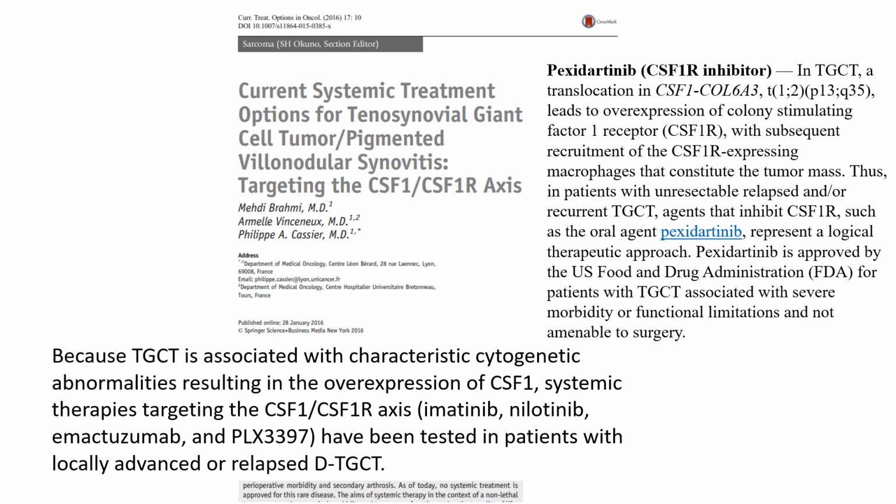Authors describe that TGCT is associated with characteristic cytogenetic abnormalities resulting in overexpression of colony-stimulating factor 1, CSF1. Because of that, systemic therapies targeting this receptor have potential for treatment of cases with local recurrence or not possible for resection. In the United States, recently, a new chemotherapeutic, pexidartinib, which is a CSF1R inhibitor, was approved by the FDA and was used in patients who were not good candidates for surgery because of morbidity or functional limitations.